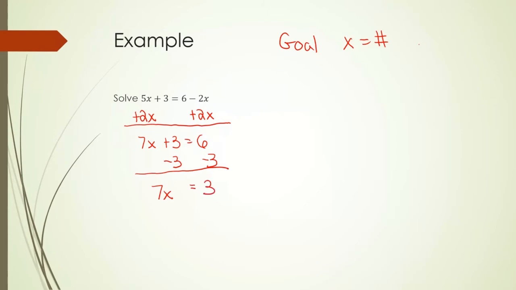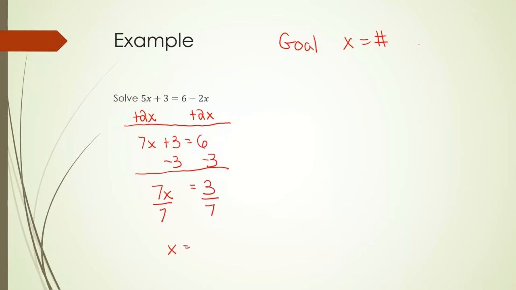So now I have my x equals a number, but I have a 7 in front of there, and I don't want to have that 7. So that's 7 times x. So I'm going to divide to get rid of the 7. And you always divide by what's in front of the x. So I'm going to divide by the 7, which gives me an x.